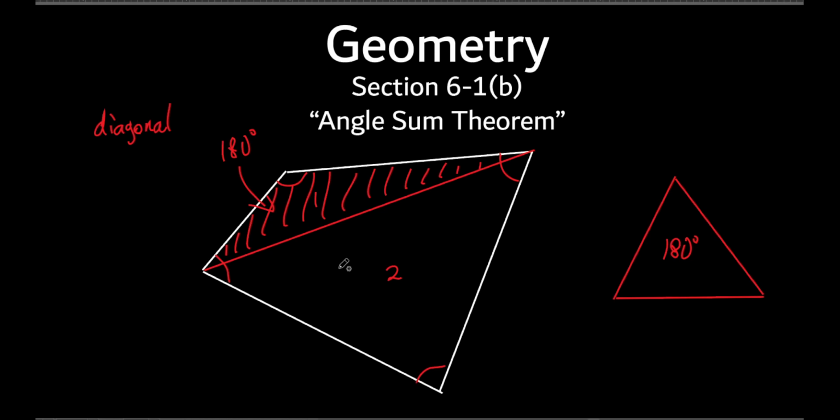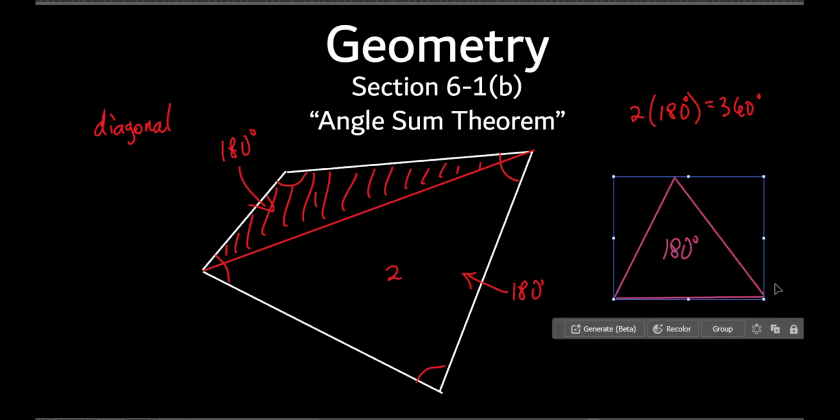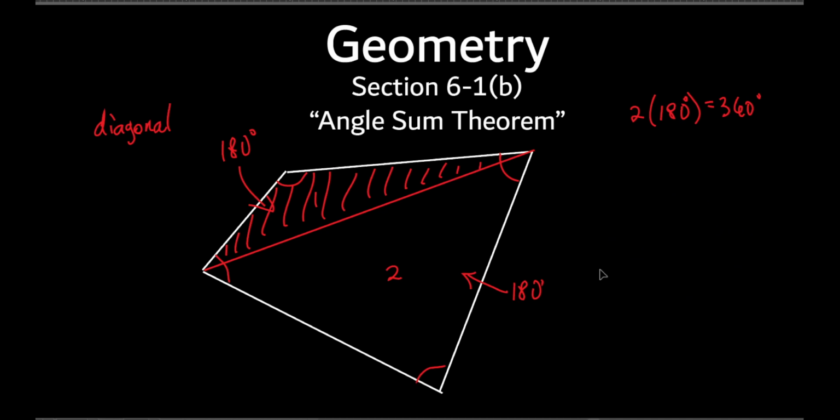What about this second triangle? I'm not going to shade it in, but what do all three of its angles add up to be? They add up to be 180 degrees. So if I combine this triangle and this triangle, what do all the angles add up to be? 2 times what? 180, which is 360. And it's degrees. I should put a little degree symbol there. Okay. Everybody see that? So that's why they add up to 360.